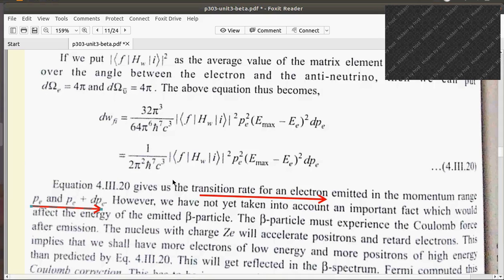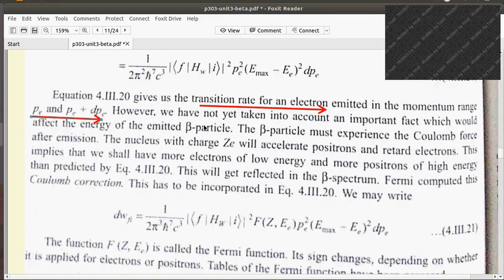So if you want to take that into account, you have to take an integration over it, which we will do later. Right now we have not taken into account a fact which would affect the energy of the beta emission. So we have not taken one more fact into consideration, and that is the Coulomb interaction.